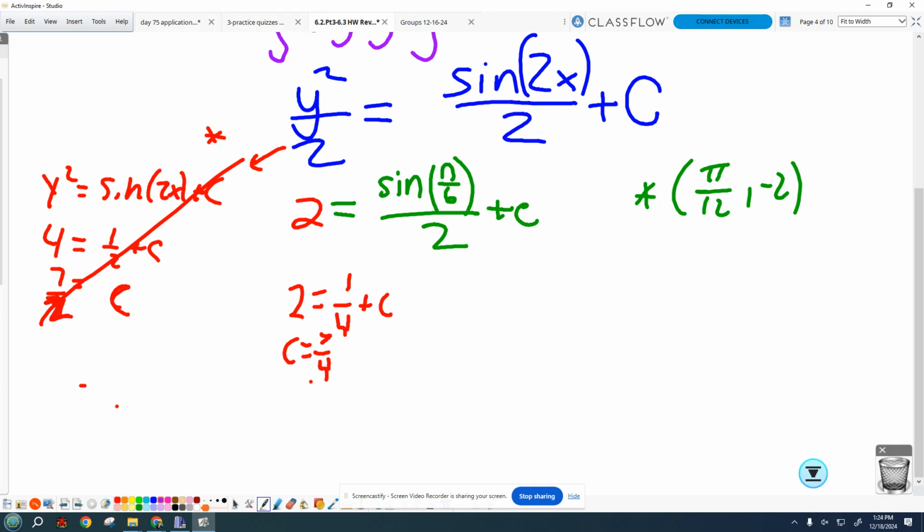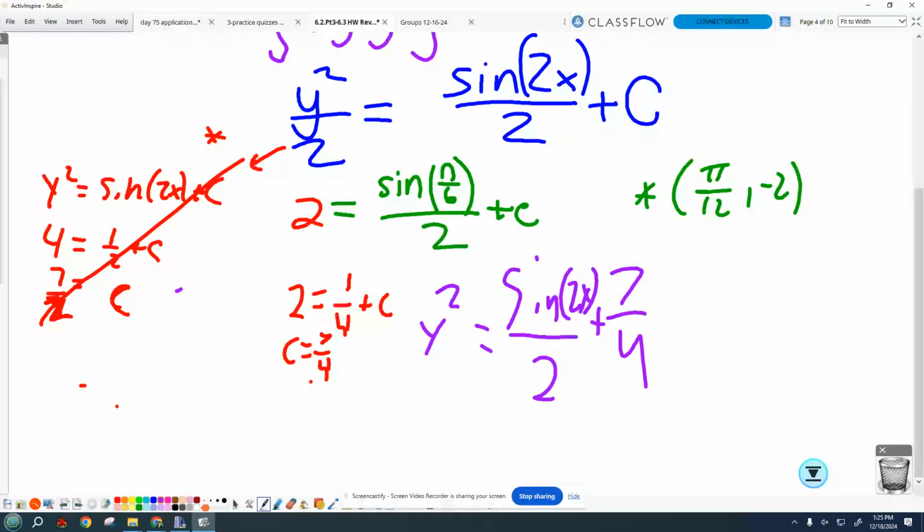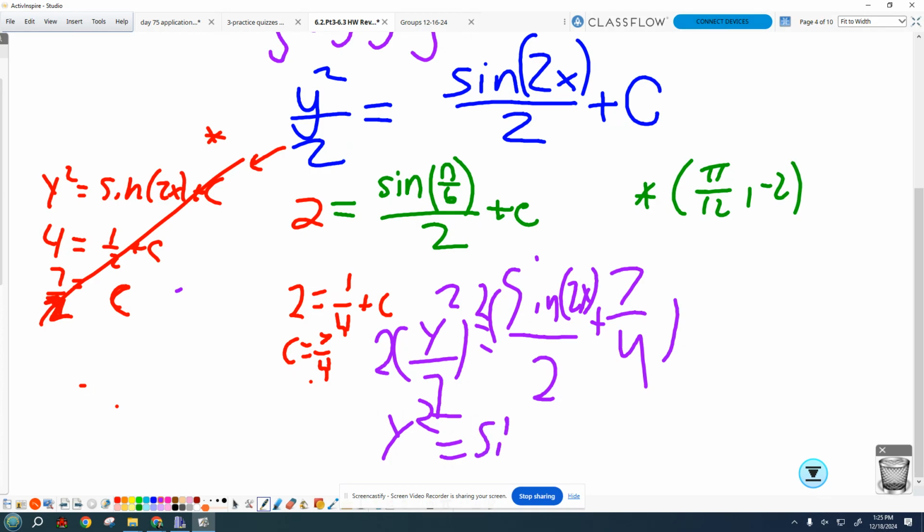Wait, so did they multiply by 2 on both sides or minus? Yeah, you did. You're at the blue step right now, so we're putting 7 over 4. And multiply both sides by 2, you're gonna get y squared equivalent to sine 2x.